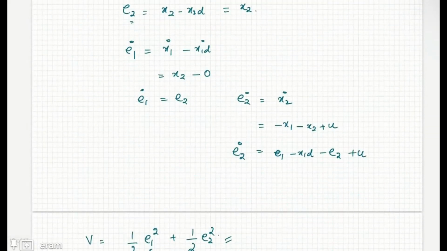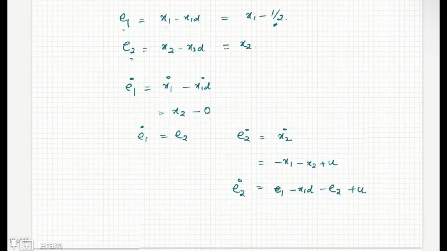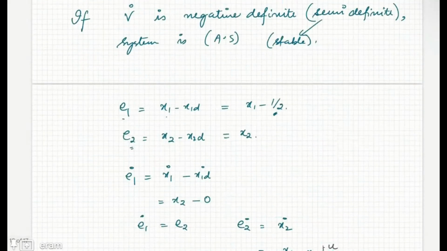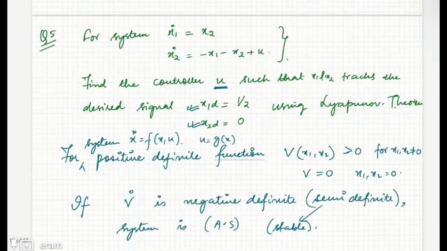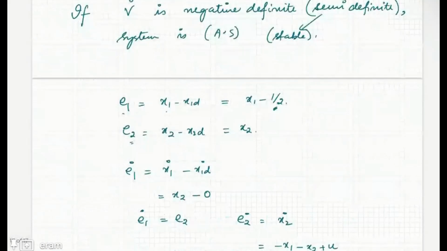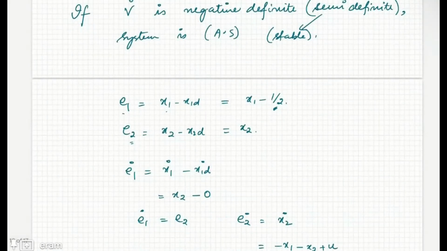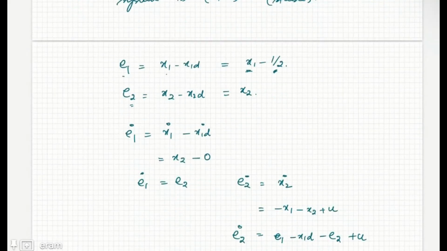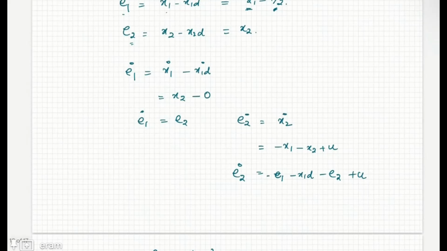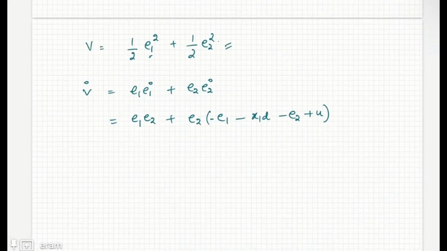Also there's a mistake over here. So when we find minus x1, so minus x1 will be minus e1, so here it will be minus. Yes, so now it is minus. Now it will give us minus e1 e2 minus e2 x1 desired minus e2 square, and then plus u e2.